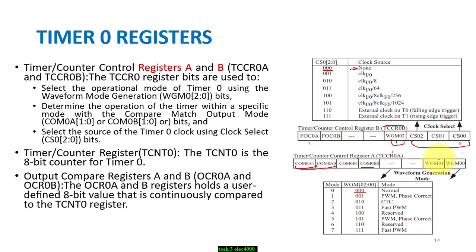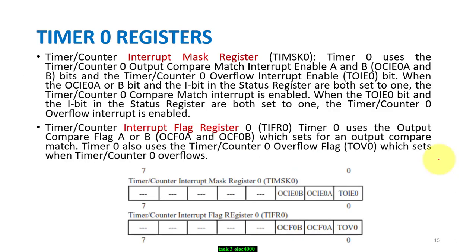The last registers to talk about are the interrupt registers. So if you want to enable the interrupts, these are the pins to enable the interrupts: to enable the interrupt for B, for A, and for overflow. And these are the pins where you are going to read the interrupts, where the overflow happens, and these things.